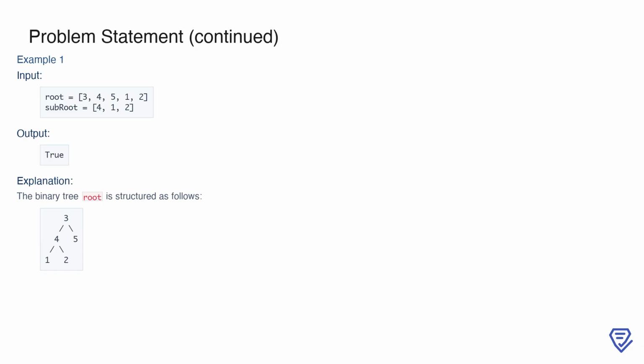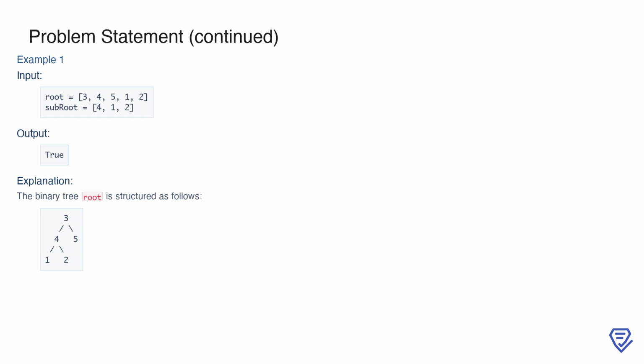First, let's visualize the structure of the root tree. It has 3 as the root node, with 4 as its left child and 5 as its right child. The left subtree of 4 contains nodes 1 and 2 as its children. So, the tree structure of root is clearly defined, and we can now evaluate if subroot fits as a subtree within it.